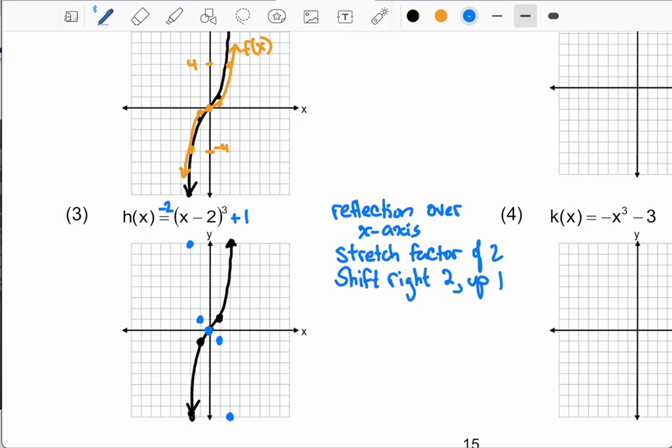Then I got to do a stretch factor of 2. So I have to double the distance each point is away from the x-axis. All right, so each point is based off of the parent function, but I already reflected them, but the distances are still the same. All right, so 1, -1 is now going to go to 1, -2. 0 is still staying at 0 for now.